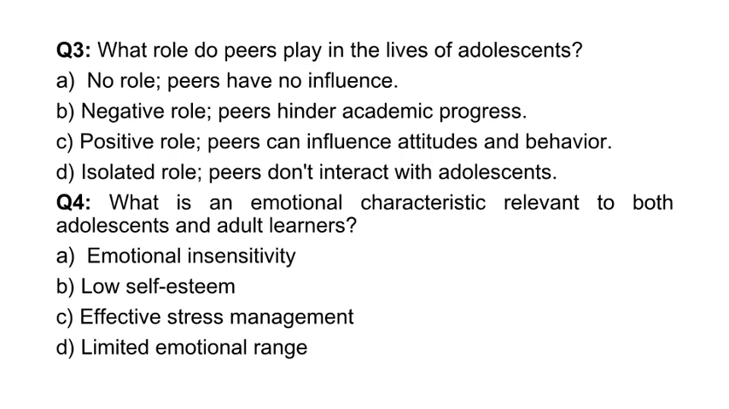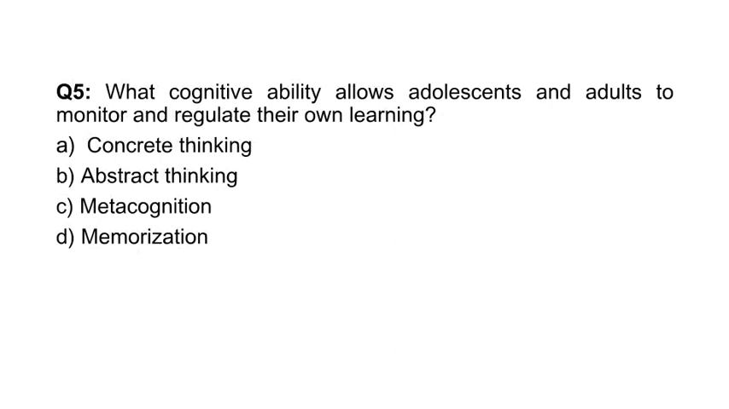Question 4 is, what is an emotional characteristic relevant to both adolescents and adult learners? A. Emotional insensitivity. B. Low self-esteem. C. Effective stress management. D. Limited emotional range. Correct answer is C. Effective stress management.